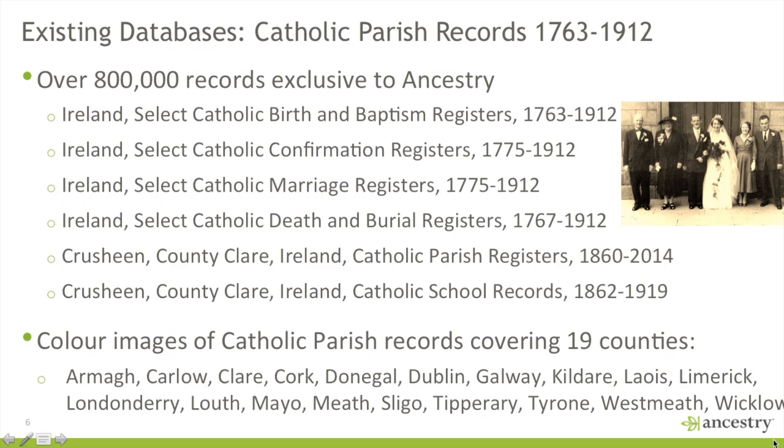So what we've previously seen covered the full 32 counties. I'll read out the 19 counties so that you're aware. We've got Armagh, Carlow, Clare, Cork, Donegal, Dublin, Galway, Kildare, Laois, Limerick, Londonderry, Louth, Mayo, Meath, Sligo, Tipperary, Tyrone, Westmeath and Wicklow. So a substantial number of counties from a private collector from which we got additional Catholic parish records.